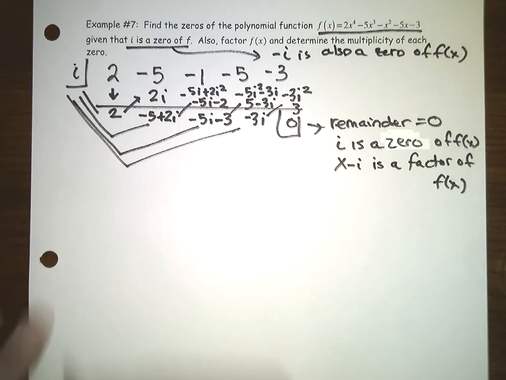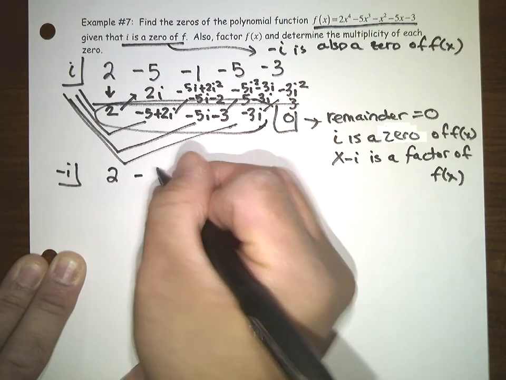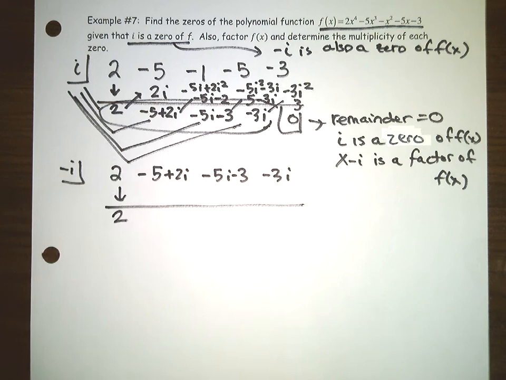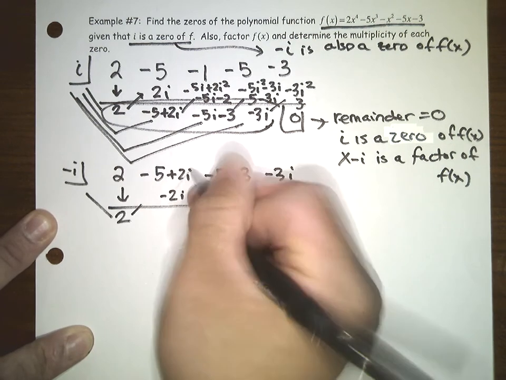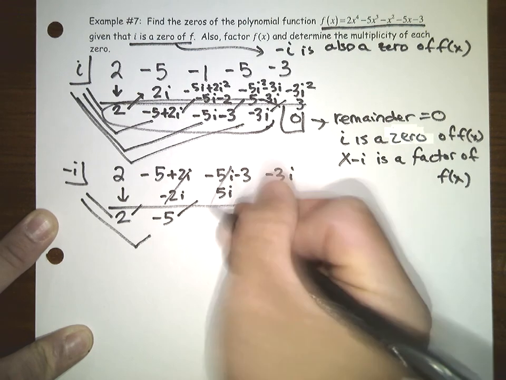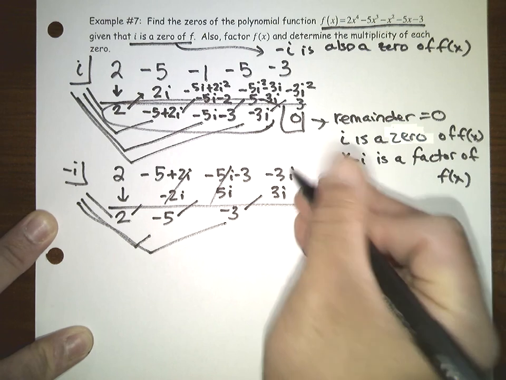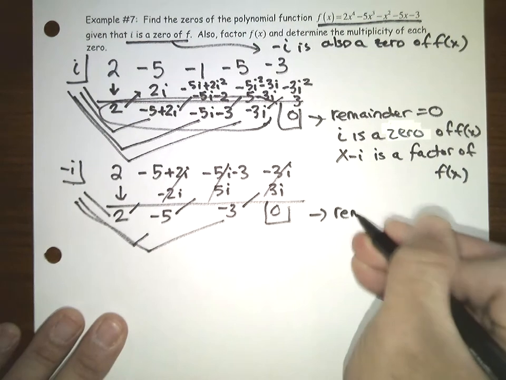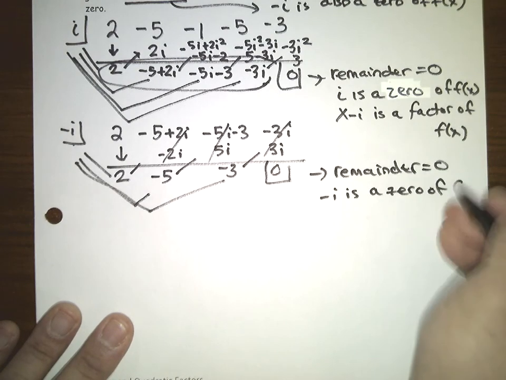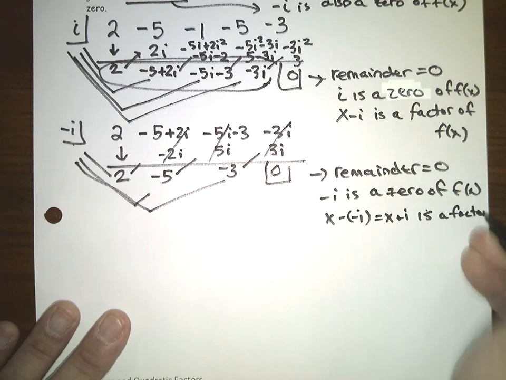So then I can do the same thing, but with a negative i here, and with the quotient. All right, so I'm going to use the quotient: 2, negative 5 plus 2i, negative 5i minus 3, negative 3i. And then bring down the 2. So negative i times 2 is negative 2i. I add these together. The 2i zero out, so I have negative 5. Negative 5 times negative i is 5i. So the 5i zero out, so I have negative 3. And negative i times negative 3 is a positive 3i. So the 3i zero out, and I get 0. So that means I have a remainder of 0. And negative i is a zero of f of x, and x minus negative i, or x plus i, is a factor of f of x.